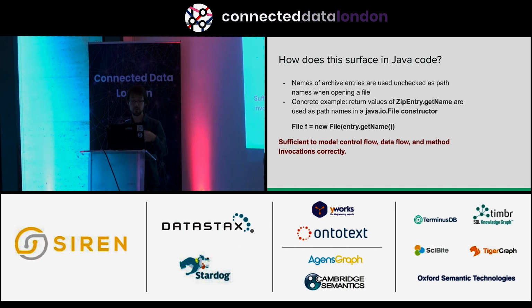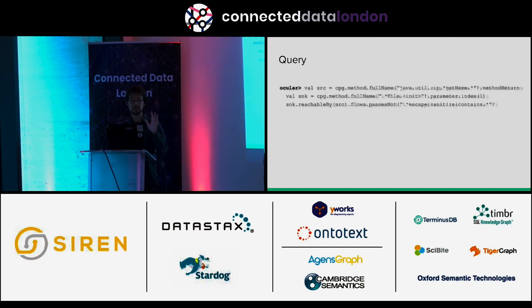And it's totally sufficient here to model these things that I just said: control flow, data flow, method invocations. If you have that, then you can model that, and this is what a query would look like for that. So we define sources, we say, look at all the methods where the full name matches java.util.zip getName, and go to the method return values. So look at all the return values of getName. And then as a sink, look at all of the methods that are called File init, so that's the constructor. From there, go to the first parameter, and then give us all the sinks that are reachable by the sources, output the flows, and also check that it does not pass by an escape, sanitize, or contains.